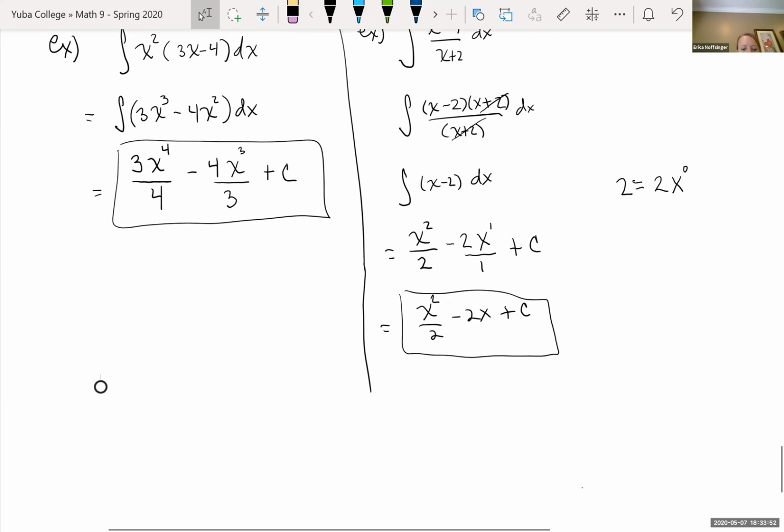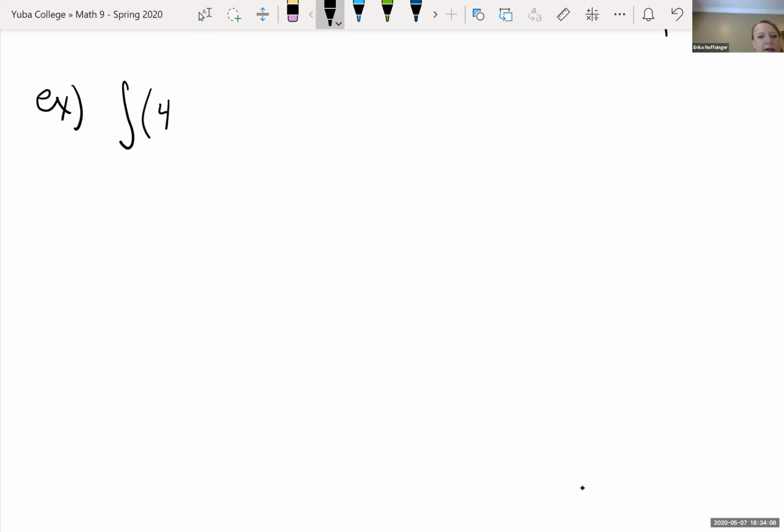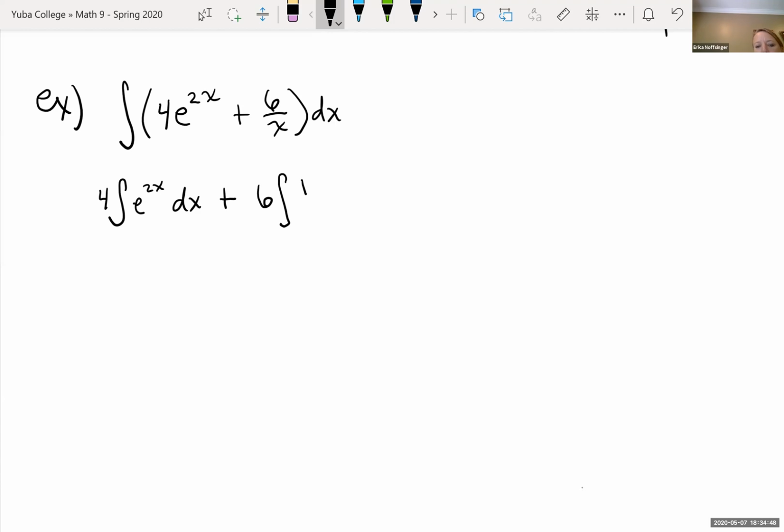Okay, so now we're looking at integrating 4e to the 2x plus 6 over x dx. There's a rule that says we can break this down, and it might look easier if we do. This is the same thing. We can pull that 4 out front of the integral of e to the 2x dx, plus, this is like a coefficient of 6 times 1 over x. So I can pull the 6 in front of the integral: 6 times the integral of 1 over x dx.